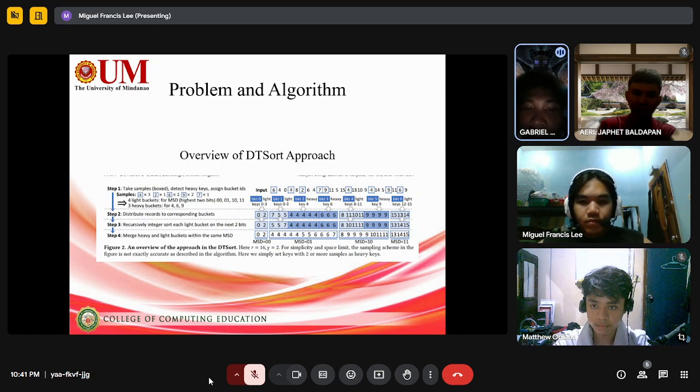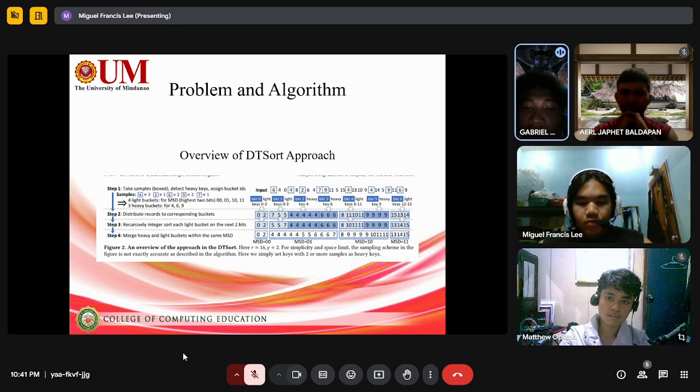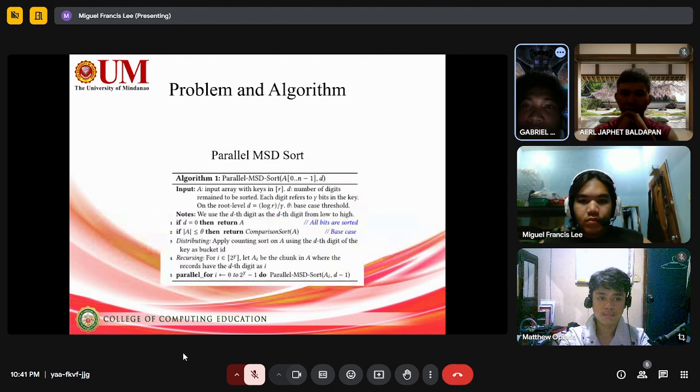So, dovetail sort, or DT sort, is our main algorithm. It separates heavy and light keys and applies targeted sorting strategies, which minimize unnecessary work. A key innovation here is to use a parallel MSD sort in conjunction with our approach.